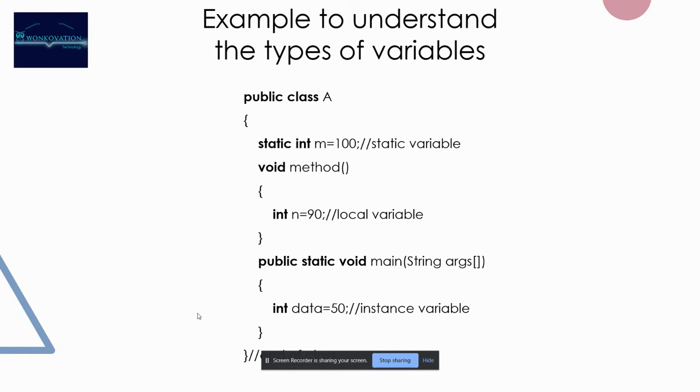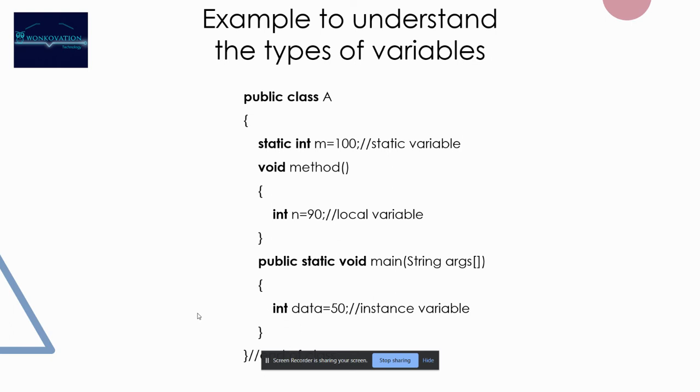Let's understand this by example. There is this class which is declared as public and is named A. Static int m equals 100. This is a static variable since it is declared using the static keyword. Now there is this method, void method. Here we are declaring a variable int n equals 90, which is a local variable. And again, this is the void main method. It is the instance of this class. The variable declared here is int data equals 50, which is an instance variable.